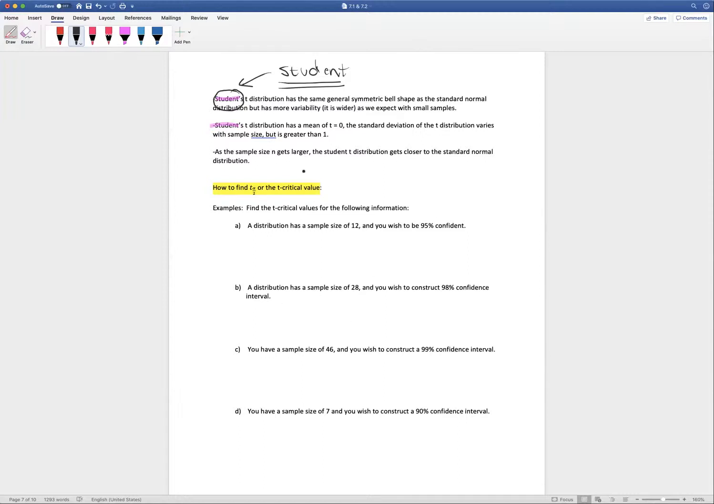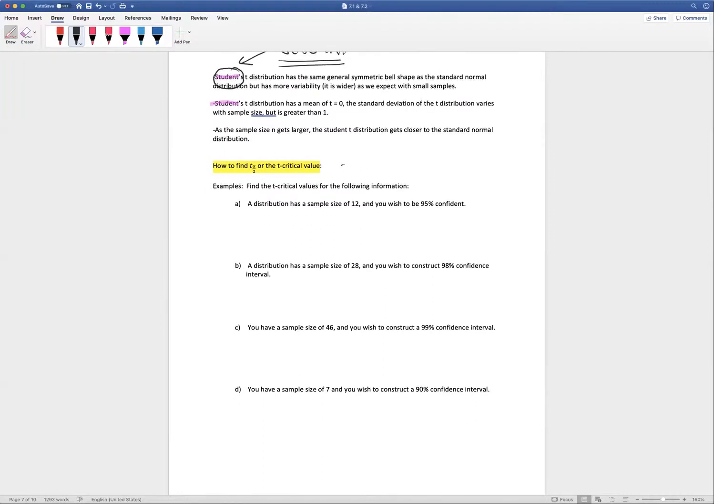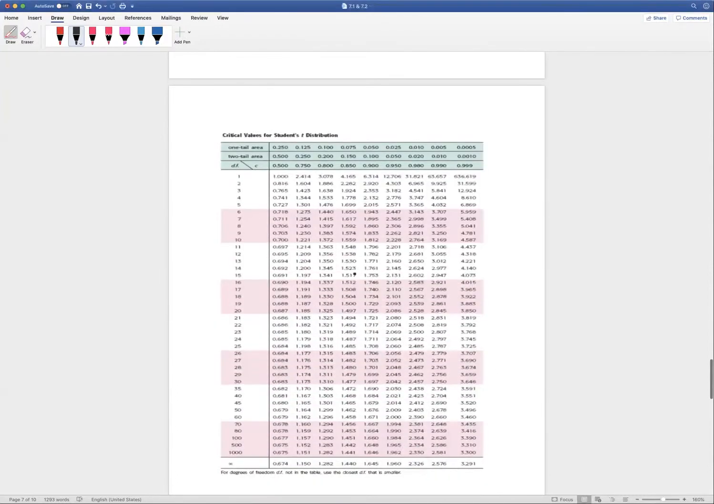So let's talk about how we can find our T alpha over 2, or the T critical value. What I didn't tell you guys, but what I should have, is that if you head into Blackboard, there will be a critical values for Student's T distribution chart up there. I copied and pasted it right onto this document, so even if you want to print this out, that's absolutely fine.